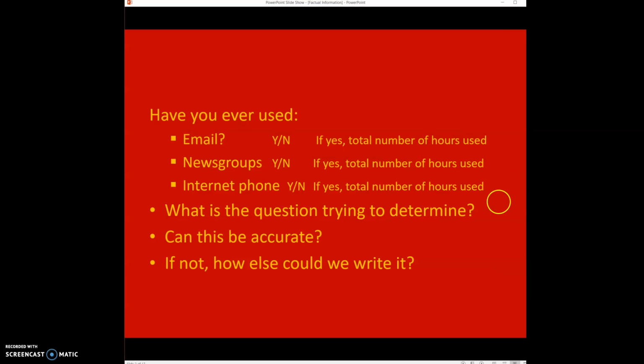This is confusing because the person doing this doesn't understand what you mean by the total number of hours used. And you're going to end up with some real accuracy issues. First of all, you're going to have people that won't complete it because they don't really understand what you're trying to get at. Secondly, a person's memory is really not good.